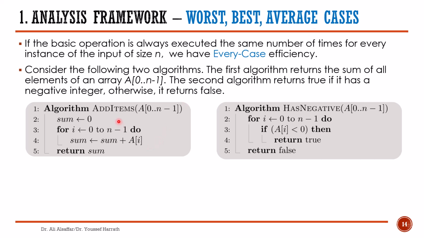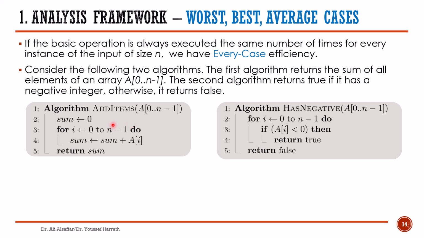Now, suppose we have an array of fixed size. As an example, an array of size 7. And we run this algorithm on this array. Then how many times will the basic operation be executed? The answer is 7. Because the for loop will go from 0 to 6, 7 times, and the addition operation will be executed 7 times.